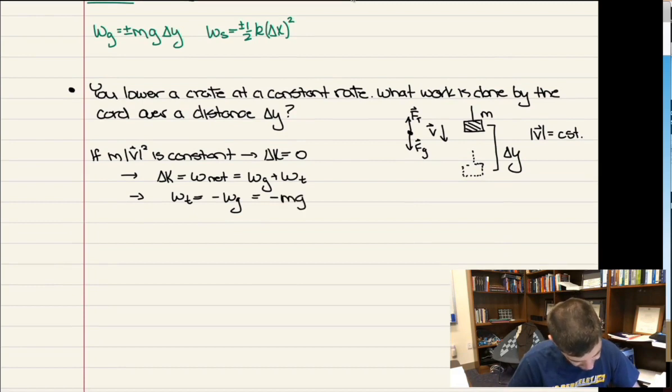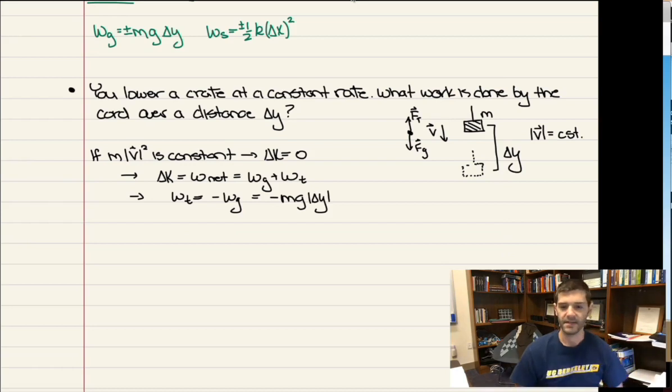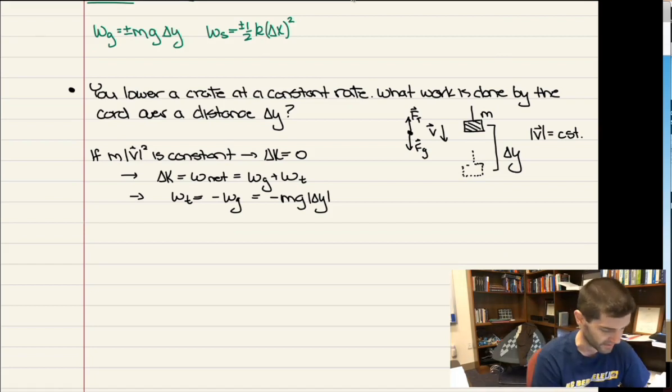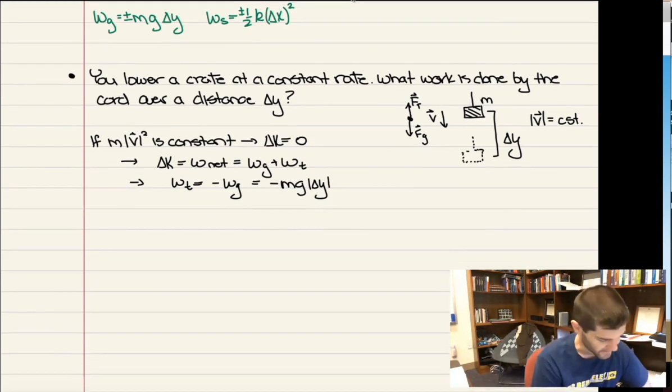So we've seen before that in this case gravity does mg delta y. It goes down some distance. It will do some positive work equal to mg delta y. The tension force must therefore be doing negative work equal to negative mg delta y, so that the sum adds up to 0.